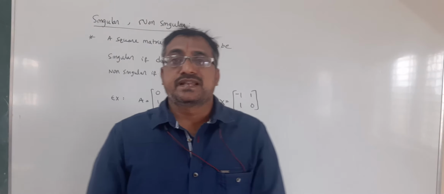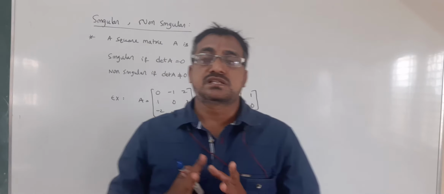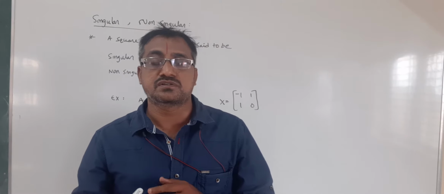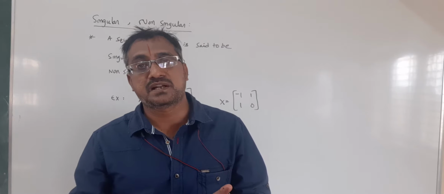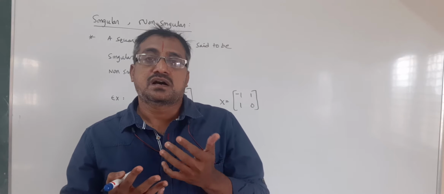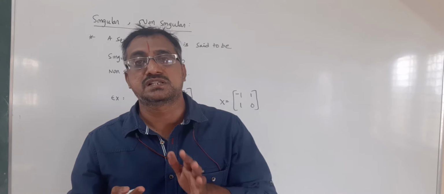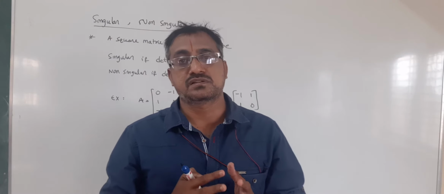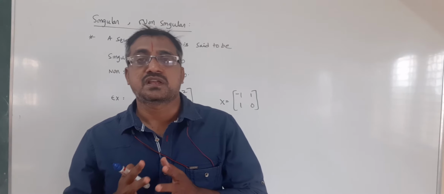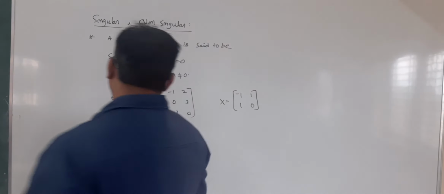Good morning, students. Next definition is singular, non-singular matrices. A square matrix capital A is said to be singular if det A is equal to 0. If you find the determinant of the matrix and it is 0, then you say that it is a singular matrix. Otherwise, that means if det A is not equal to 0, that is either plus or minus, it is non-singular. So, a square matrix is said to be singular if det A is equal to 0, non-singular if det A is not equal to 0. Now, let us see one example.